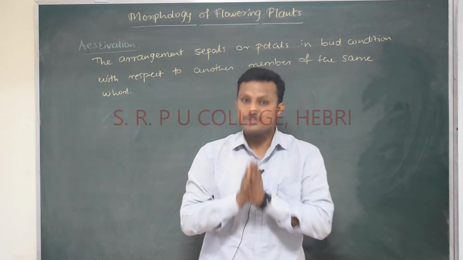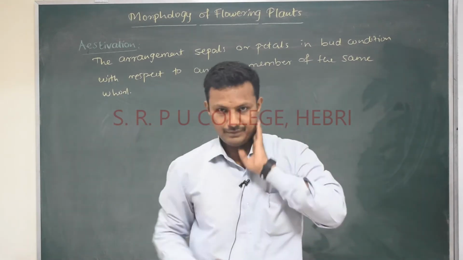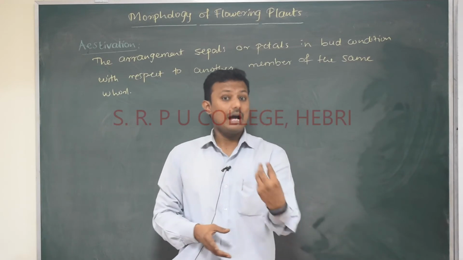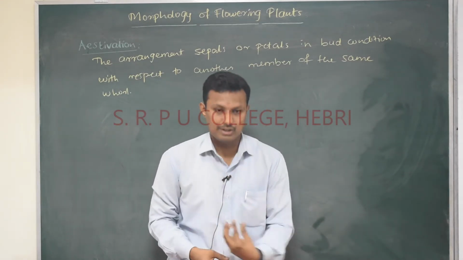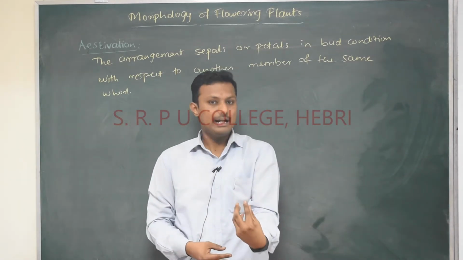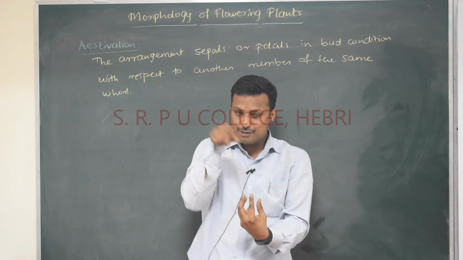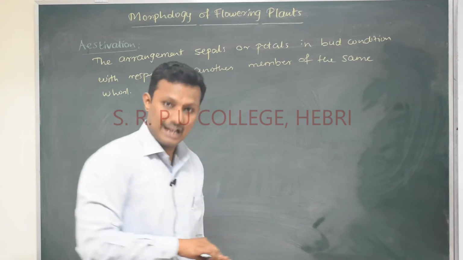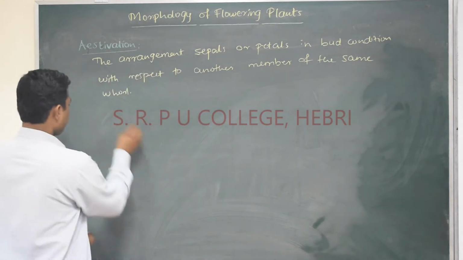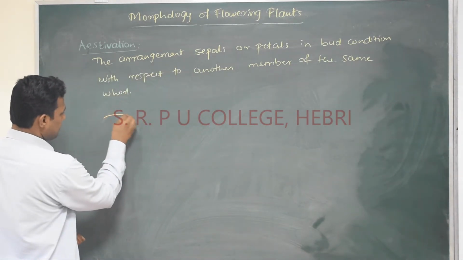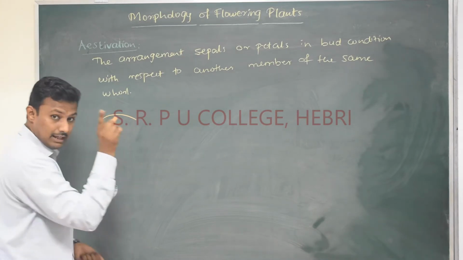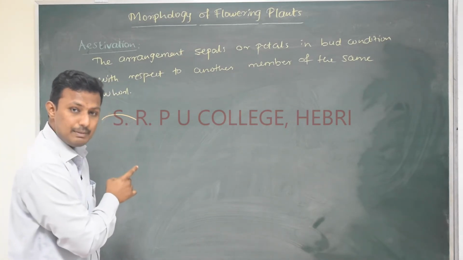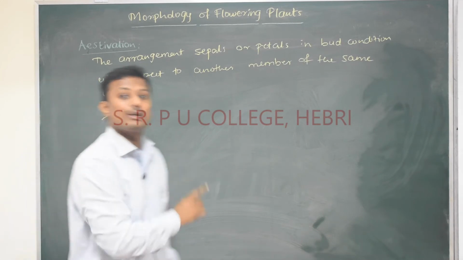In order to study the aestivation in the field, in the wild, if you go and look at a flower, and that flower should be in the bud condition, if you hold that flower and look at it from above, you will see the arrangement. In some cases you will see the valvate aestivation, where the petals or sepals are arranged like this. See, I am drawing in front of you because the drawing of these diagrams is also very important, and this can be an important 5-mark question for you.